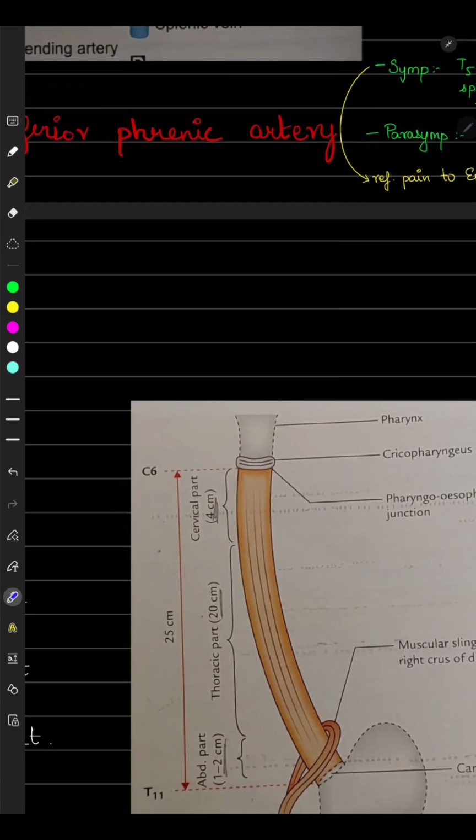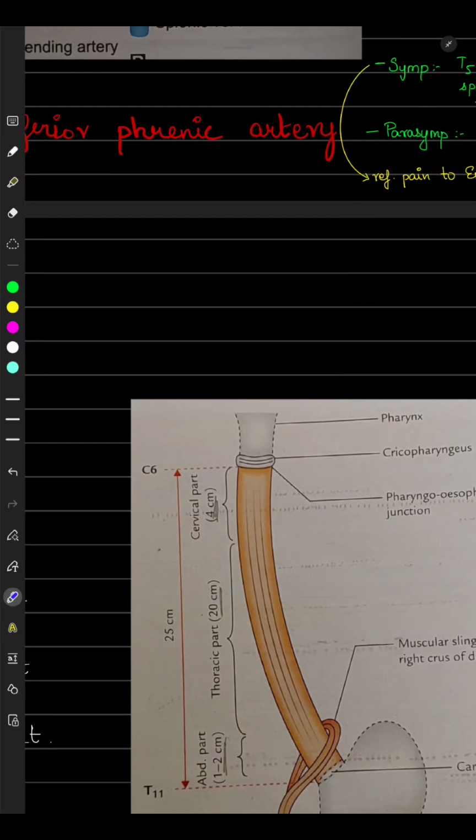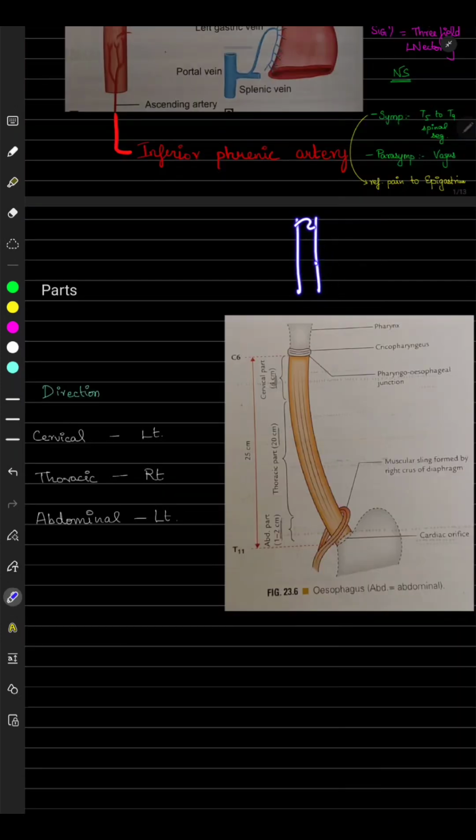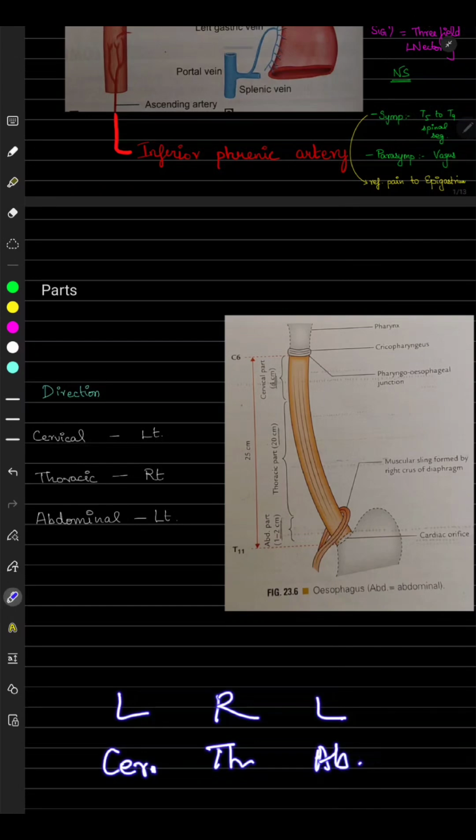Now, is this esophageal tube a straight tube? Looking from the anteroposterior direction, is it like this, or something like this? Some bends are there. To remember, think of marching forward: we say left, right, left, right. That's how the esophagus also follows. The cervical esophagus is in the leftward direction, the thoracic is in the rightward direction, and the abdominal esophagus again goes towards the left side. These are the parts and the direction in which they are slightly tilted.